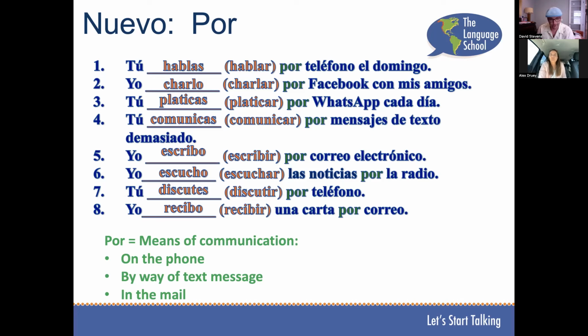So directly, we use it for a means of communication. It can mean like on the phone, like in number one, tú hablas por teléfono el domingo. You talk on the phone on Sundays, right? By way of text message. So that can apply to messages on Facebook, on WhatsApp, or on text, like in 2 through 4. And then like in the mail, that works for both email as well as physical, like snail mail. Yo escribo por correo electrónico. I write by email, or I get a letter in the mail, like number 8. Okay, so again, you don't have to learn this word or study it just yet. I'm just opening you up to this concept that it's a new language and therefore it doesn't work 100% the same way.